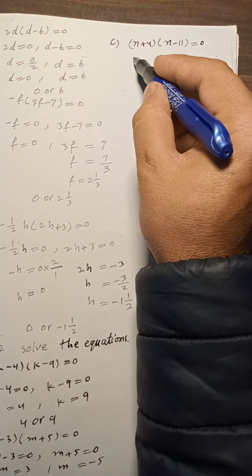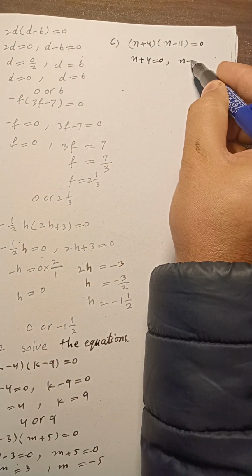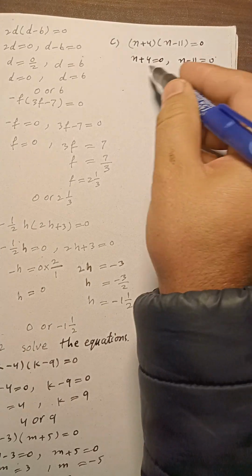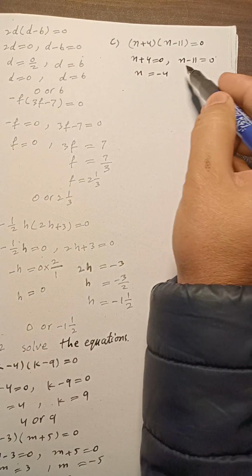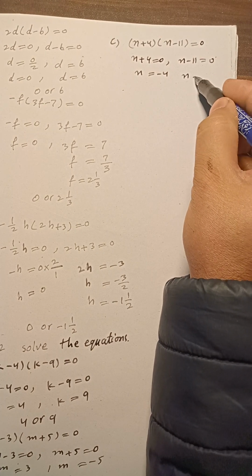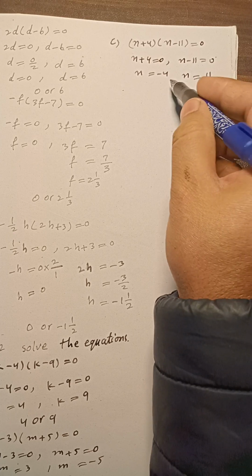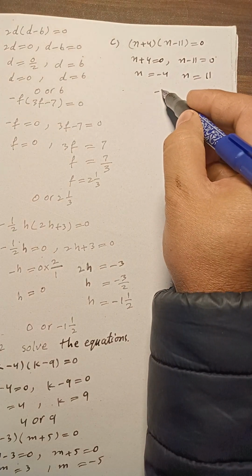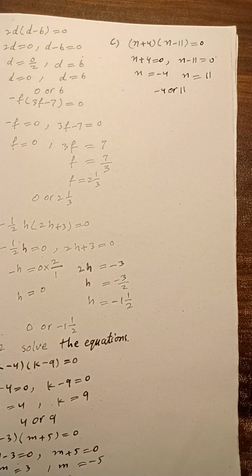C part, n plus 4 will be equal to 0, and n minus 11 is also equal to 0. So n is equal to minus 4, plus 4 will become minus 4 on the other side, and minus 11 will become plus 11 on the other side. So minus 4 or 11 is our answer.